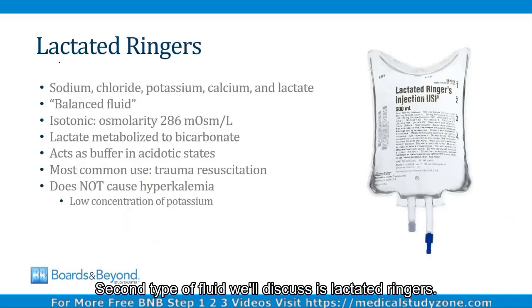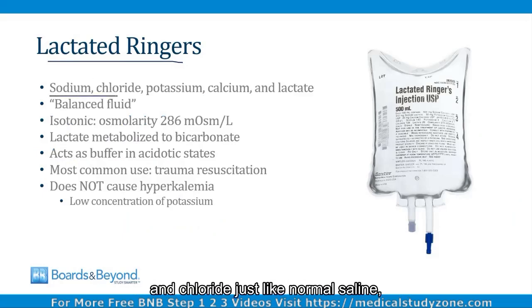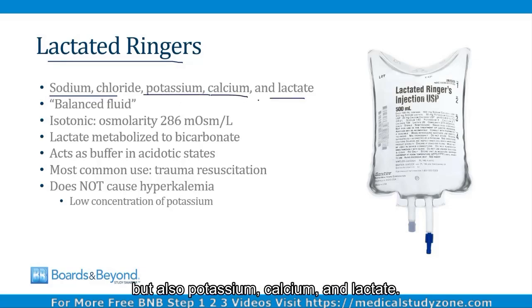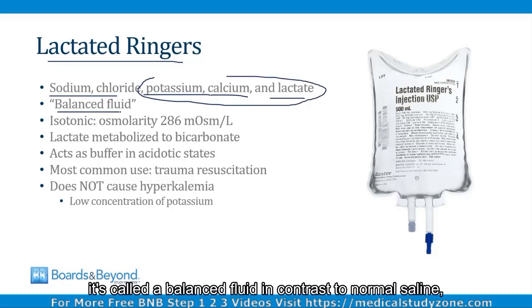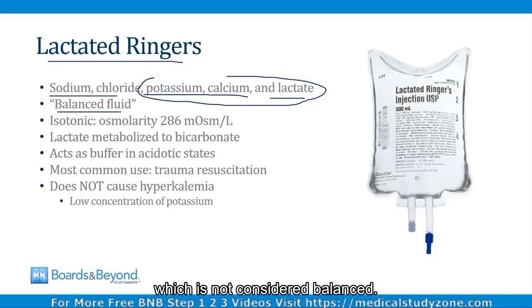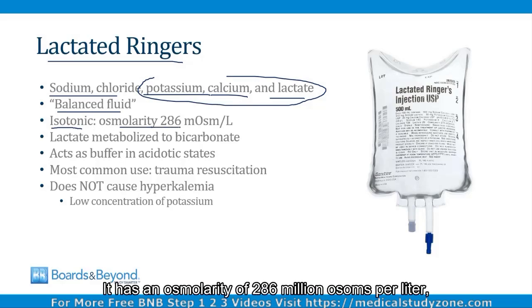Second type of fluid we'll discuss is lactated ringers. Lactated ringers is a fluid solution that contains sodium and chloride just like normal saline, but also potassium, calcium, and lactate. And because it contains all these extra elements, it's called a balanced fluid in contrast to normal saline, which is not considered balanced. It's isotonic with plasma, similar to normal saline. It has an osmolarity of 286 milliosmoles per liter.